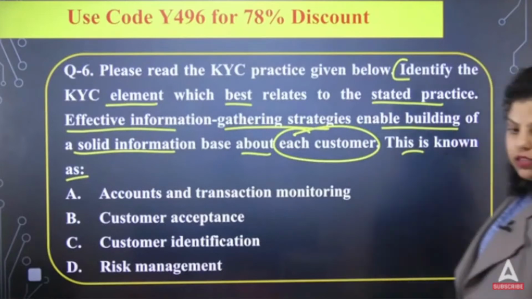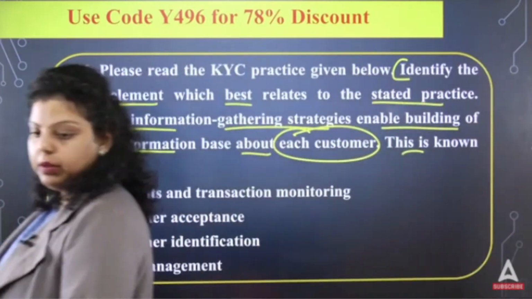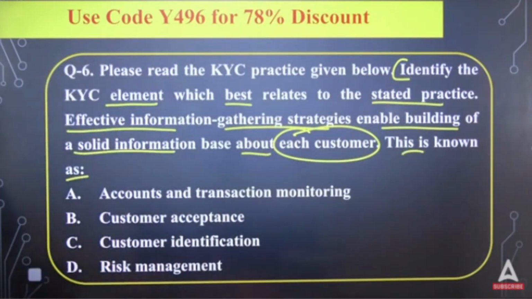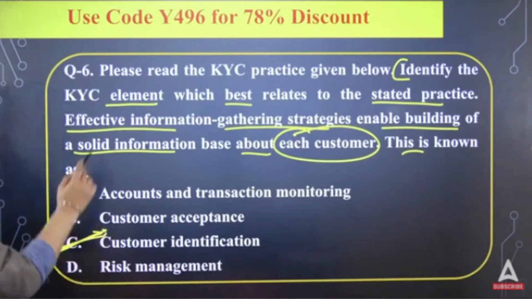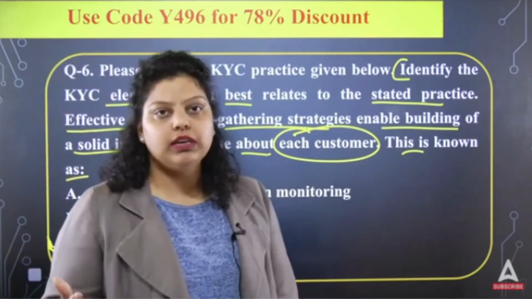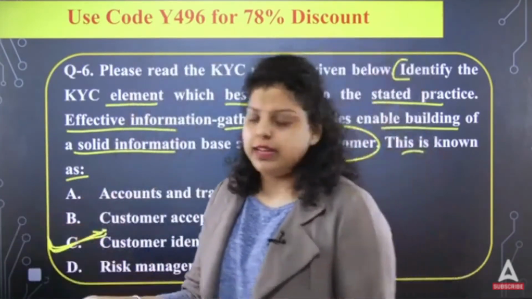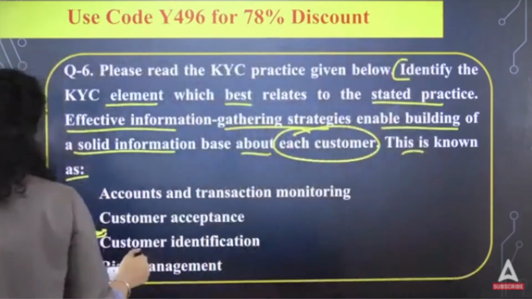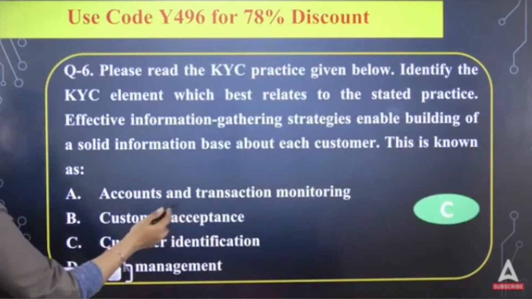So the right answer for this particular question will be customer identification. What you are doing? You are collecting the information about the customer. You are gathering the information about the customer. It means you are doing the customer identification. That's very simple, right? Next question. So right answer will be C.